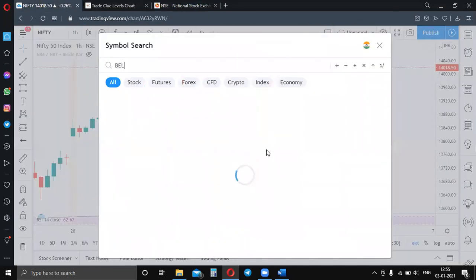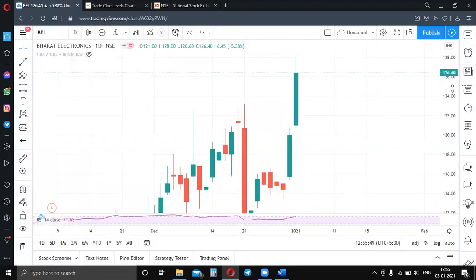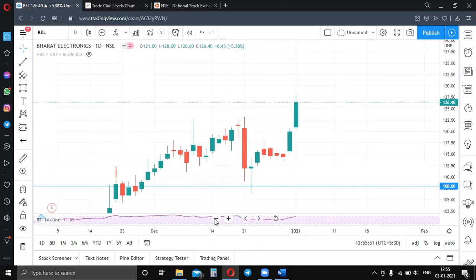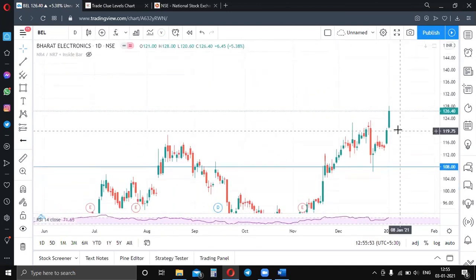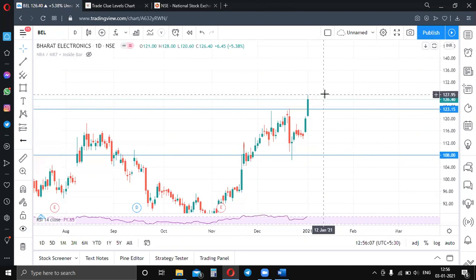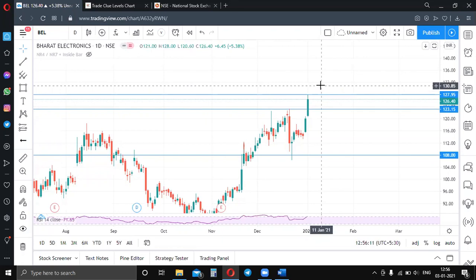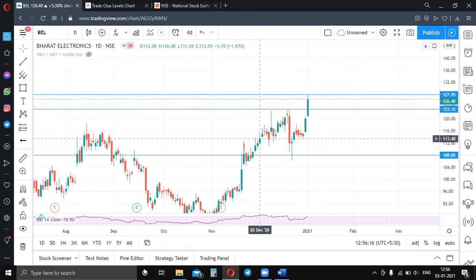Even with BEL, if I want to go long on this script, if any retesting happens in this zone of 125, 124, I'll be happy to accumulate a little bit. If it gives me a fresh breakout again after the retracement, I'll be more happy to add a few more if I want to go for swing trading. All right.